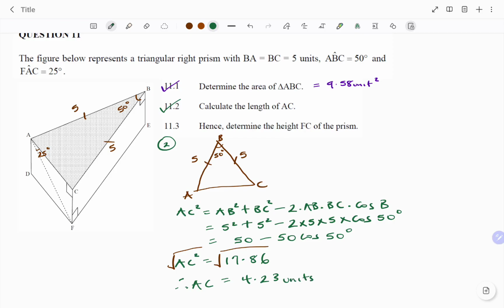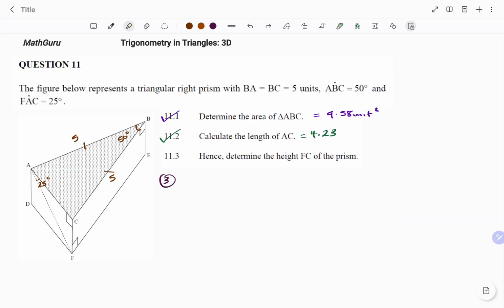And then going to the last part of the question, determine the height FC of the prism. In order to do that, I'm going to use the triangle AFC as highlighted. So if I draw that out, I have a right-angled triangle as shown. I have the point C, that's my right angle. I have F and A. Note that in the previous question, I was able to get the distance AC to be 4.23 units.